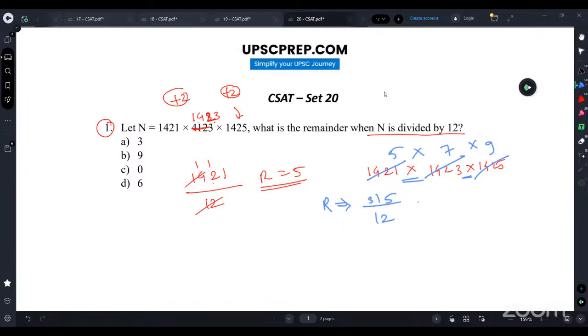Did we make a mistake, guys? 315 by 12. 12 ones are 12, 12 twos are 24. So 31 minus 24 is basically 7. So I'll carry over 7 here. It will become 75 by 12. So 12 6s are 72, right? 12 6s are 72. So remainder will be 3. So final remainder will be 3, basically option E.